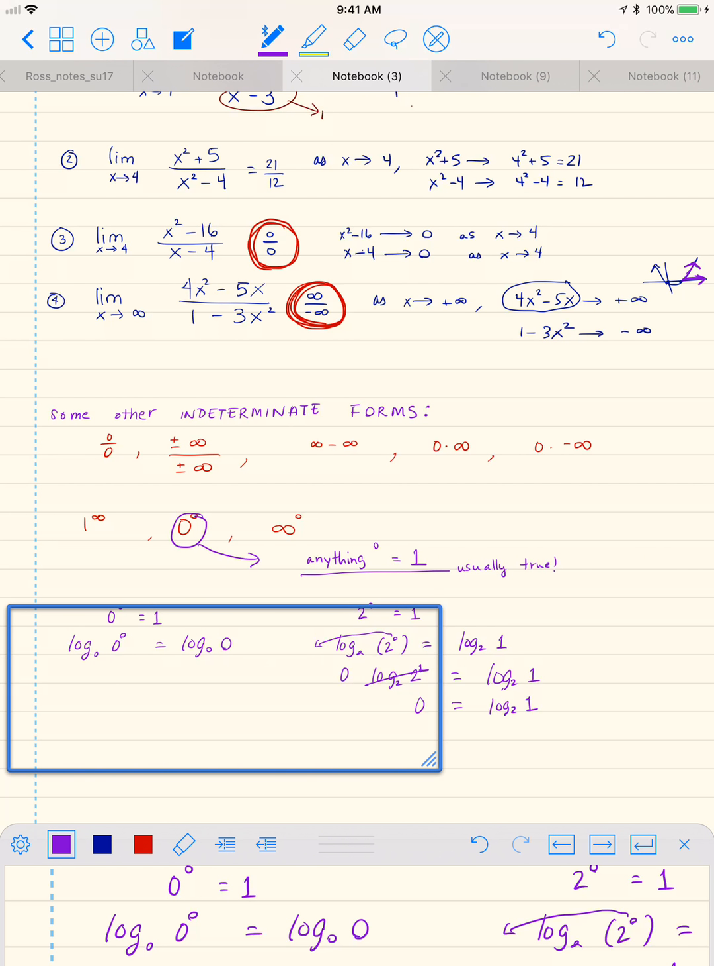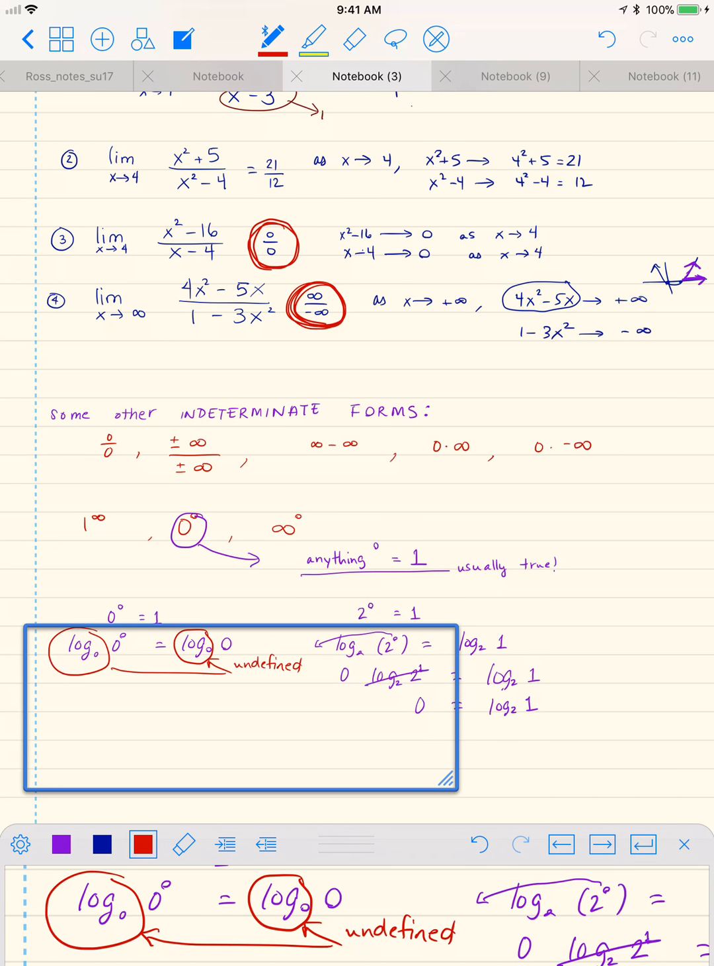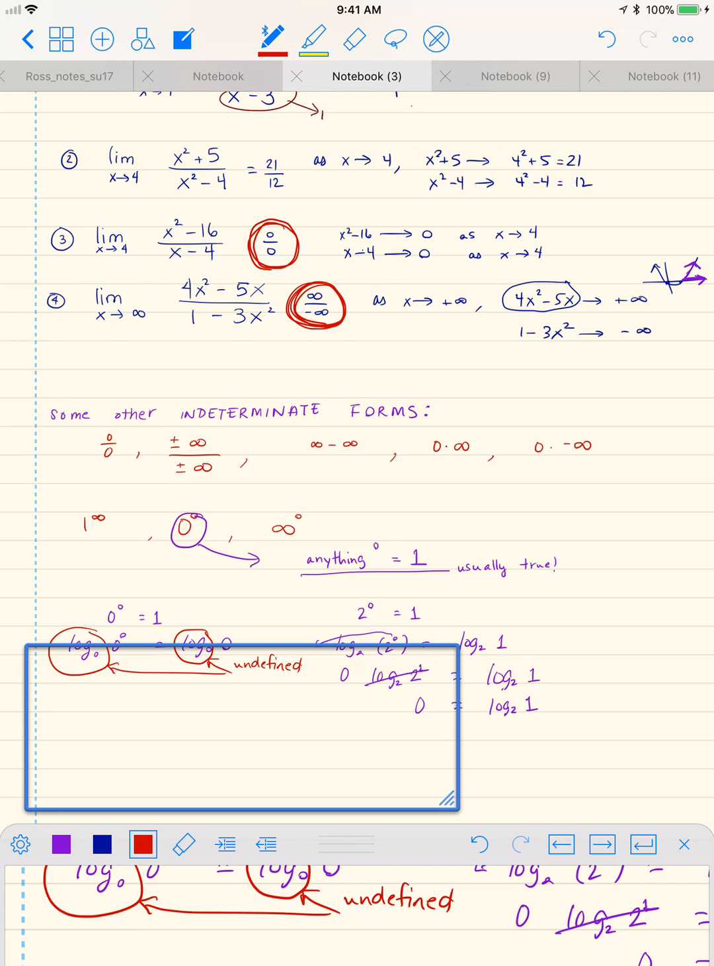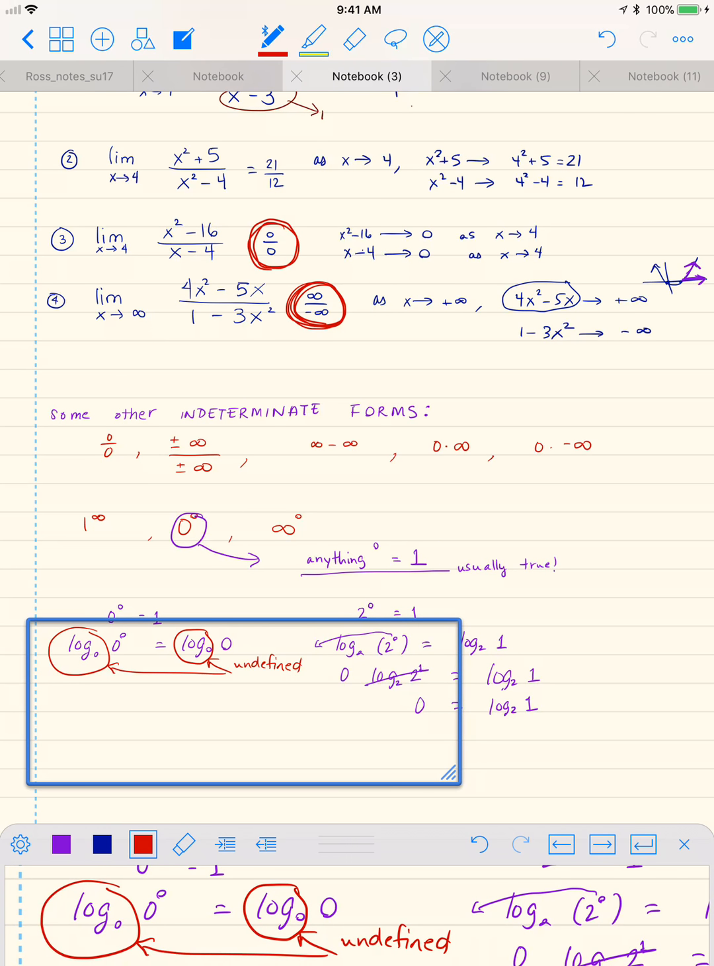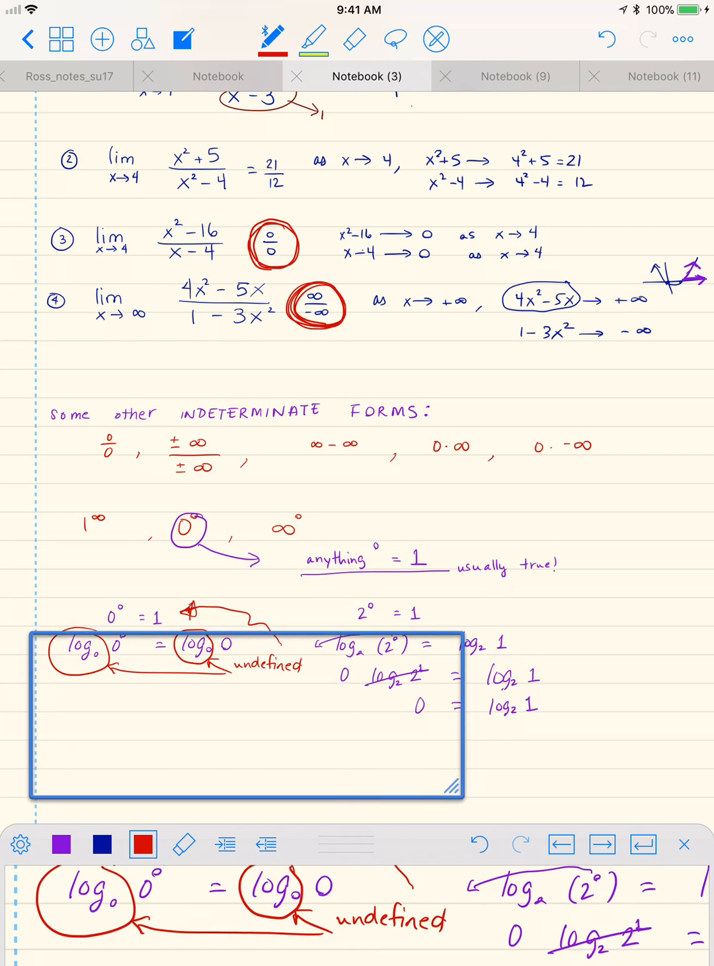But we know that we don't have a log base 0, right? So the log base 0 is undefined, as is log base 0 here. Why is it undefined? Because 0 isn't the result when you raise a number to another number. So since log base 0 is undefined, that means that going back here, this 0 to the 0 equals 1 is also going to be undefined.